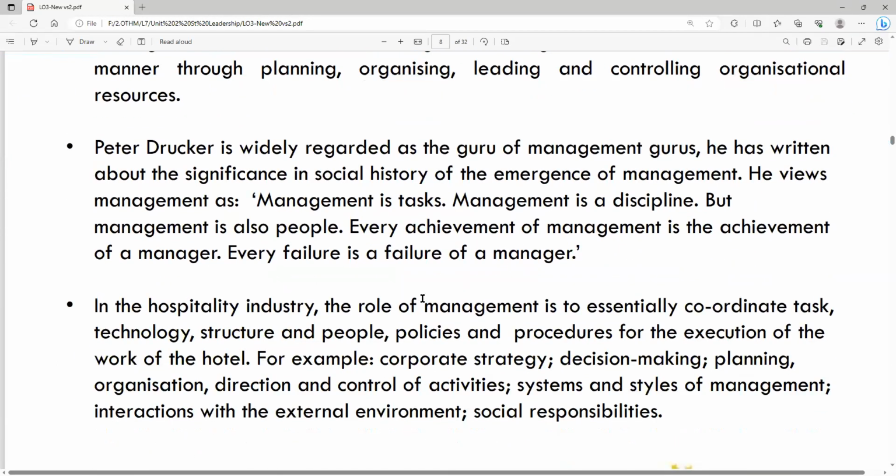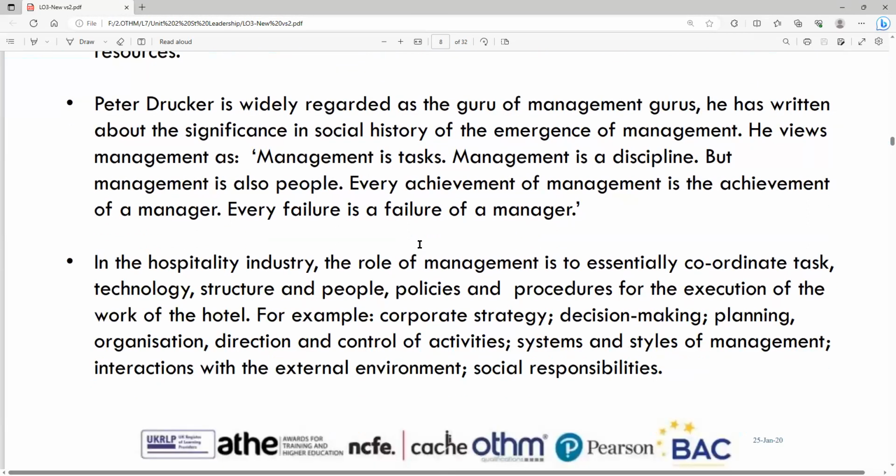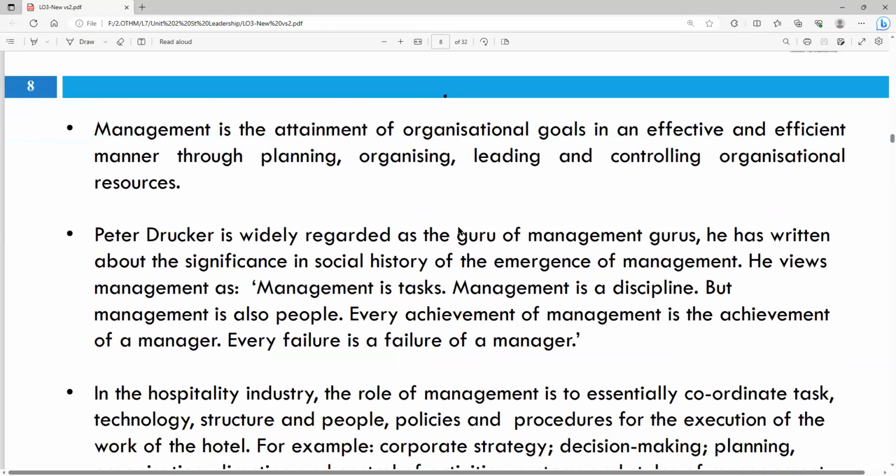Peter Drucker, for example, is one of the leading management experts, and he says management is tasks. Okay, management is a discipline, but management is also people, and every achievement of management is the achievement of a manager. Every failure is a failure of a manager. So when we look at the significance of management, we are looking at whether the manager is successful or fails in terms of performance.